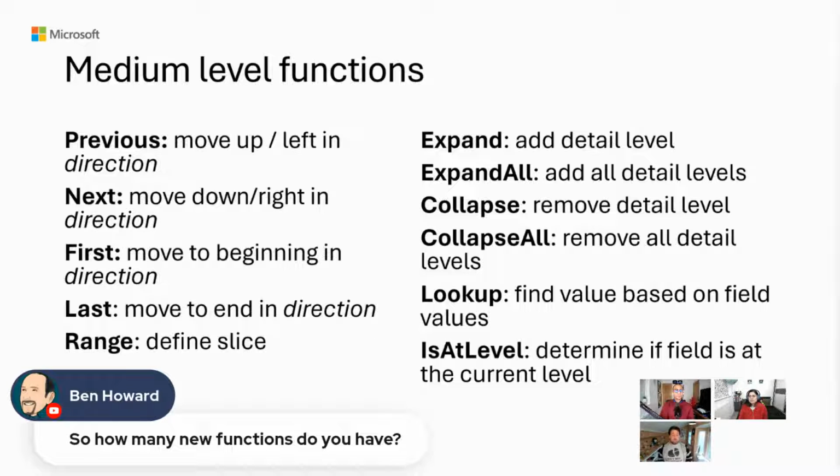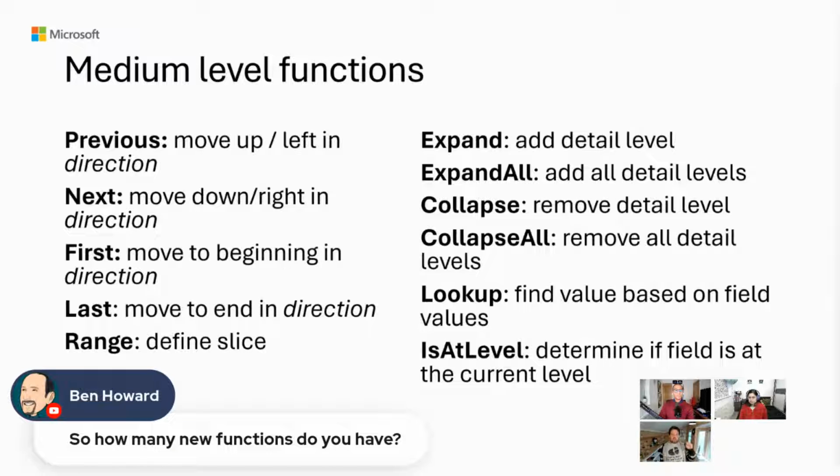Range is a simpler function of doing a window, so a sliding window or growing window. And then I have some functions that I like to call the hierarchical navigation functions. It's kind of a misnomer because it seems to imply you have to use a hierarchy here. It can also just be a natural hierarchy, so it doesn't have to be an explicit hierarchy in the model. That's expand and expand all. Those, for the context of the visual calculation, will add more details.